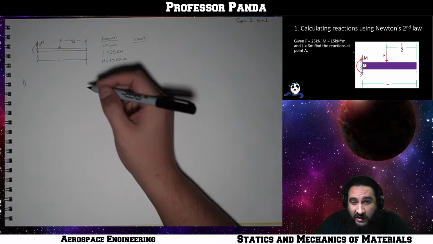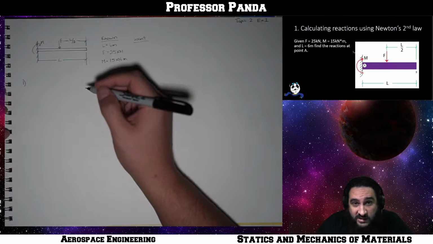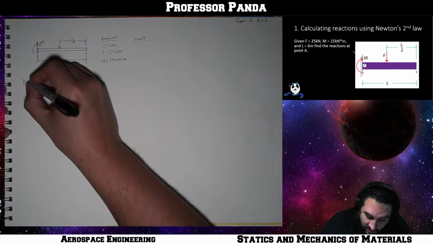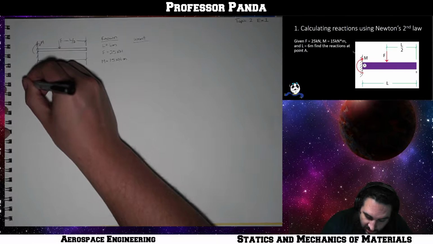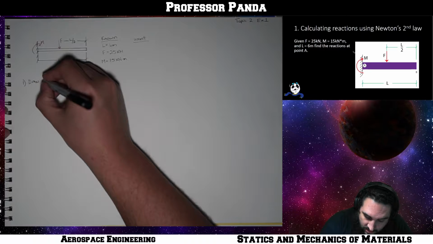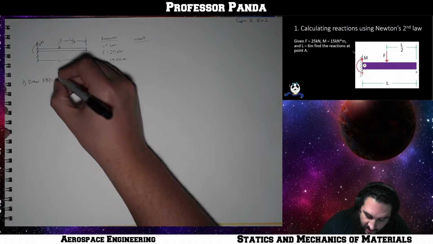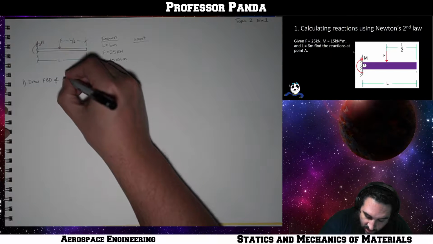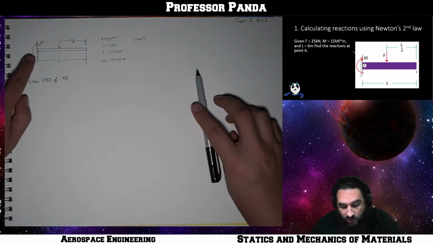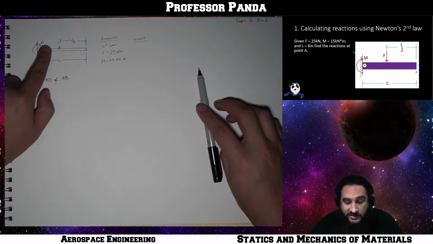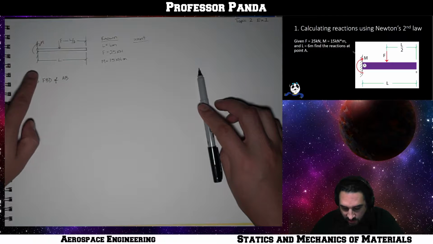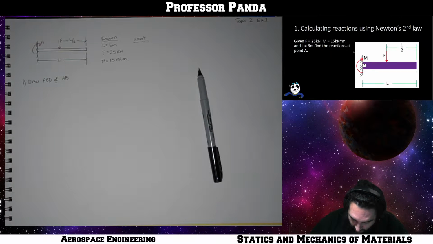I have a couple people in my class that always want to tell me what step 1 is, and that's always going to be get a pen that works. Draw free body diagram of AB. Because remember, this is not a free body diagram. This is a depiction, a simplification of what's going on. We want to draw a free body diagram.